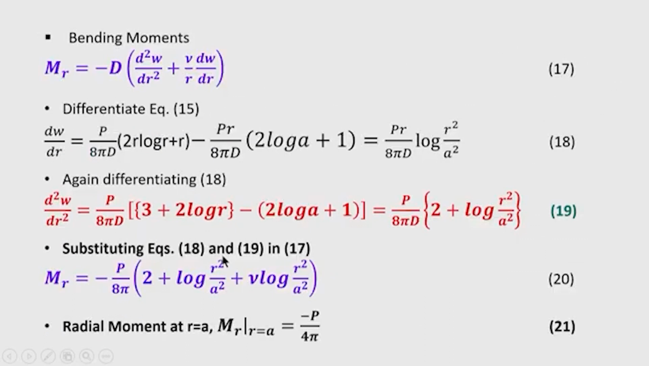So, by putting A in the expression, we can get the maximum bending moment. When we put r square by a square, r is substituted as a, so this becomes 1, so log 1 is 0. Similarly, this is also becoming 1. Therefore, the maximum radial moment occurring at the clamped edge is equal to minus p by 4 pi. This is the value of the maximum radial bending moment, and you can see that this quantity does not depend on the Poisson ratio.